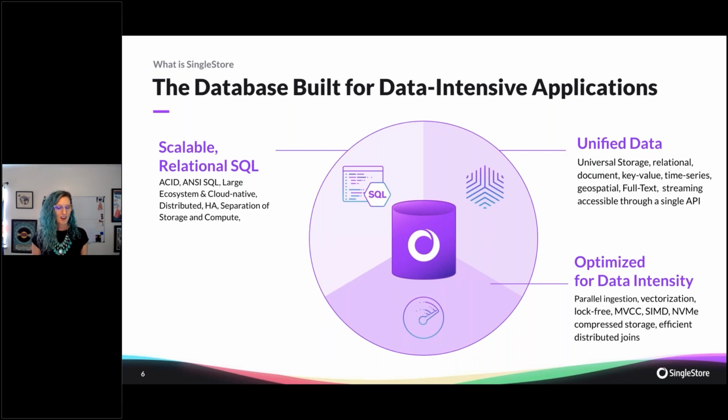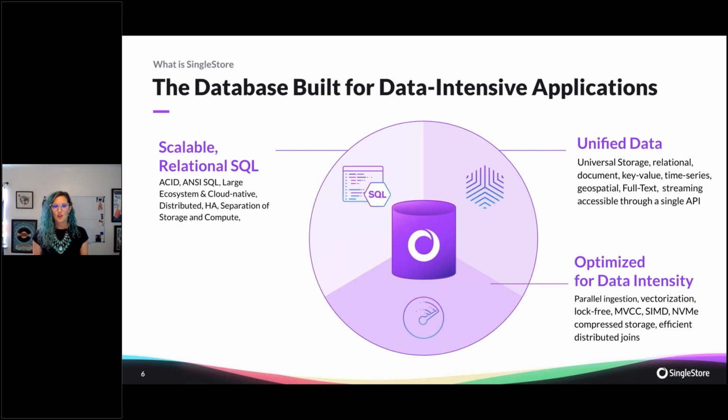SingleStore was built to eliminate a lot of that complexity. It's really built to provide you with a single scalable relational database for your unified data, optimized for data intensity. So those sound like a lot of great words. What does that really mean? What do you expect from all of your traditional relational databases built on modern architecture? You want ACID compliance, you want full ANSI SQL. SingleStore offers all of that. And it's built on a distributed cloud native architecture. It's got built-in high availability, the ability to scale online to match your workload, and the flexibility of the separation of storage and compute, which is really the way that things are moving everywhere in the marketplace today.